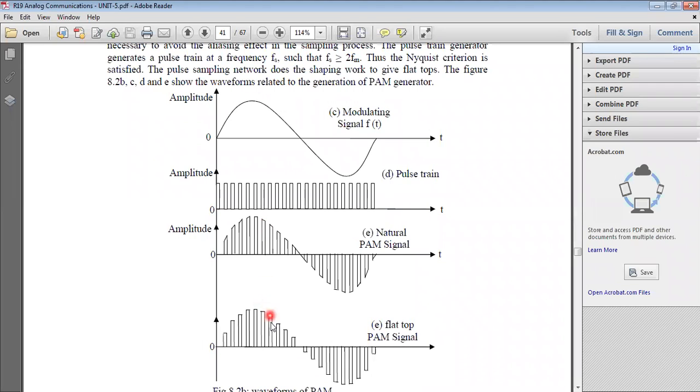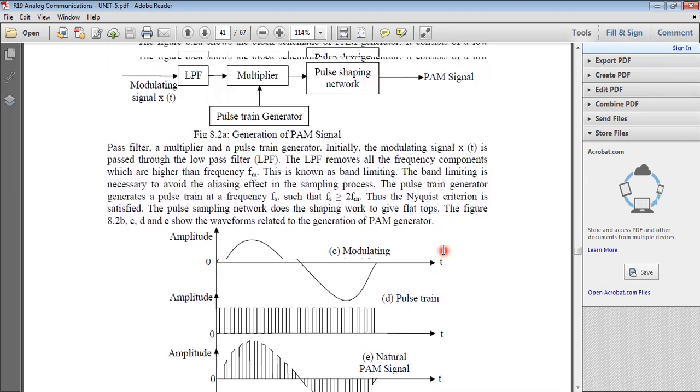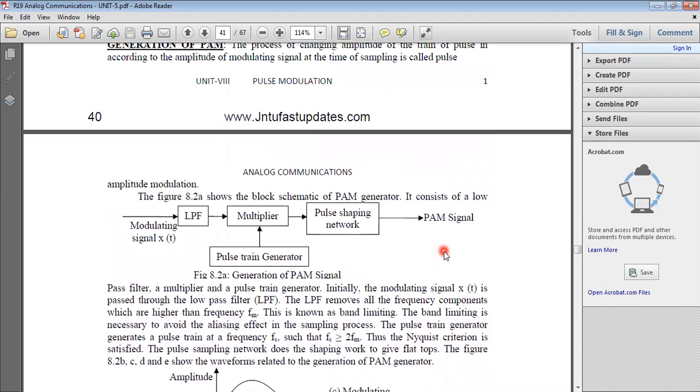Observe the difference between the signal and the signal. So after passing the PAM modulator, we have this signal. To get a flat top, we must also pass it through shaping networks. Now coming to the block diagram of the PAM generator. So this is the block diagram for the PAM generator.